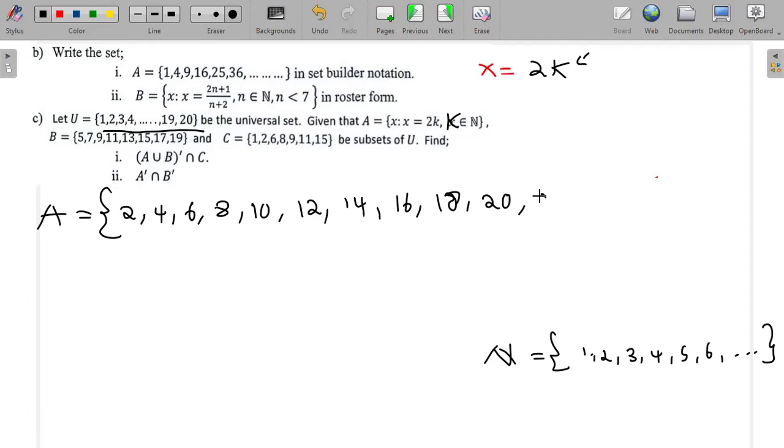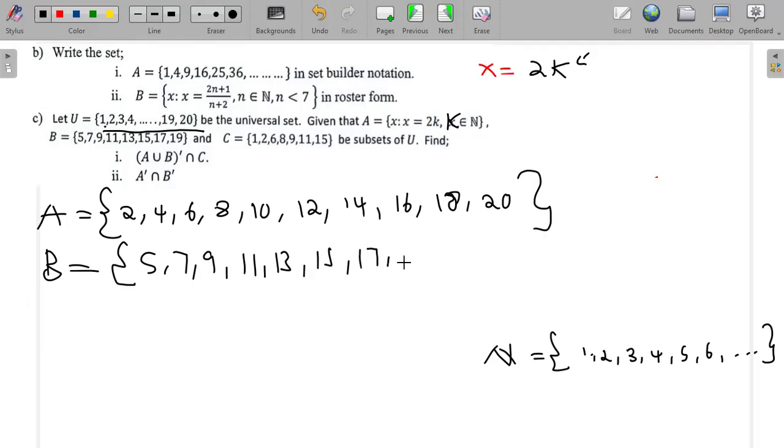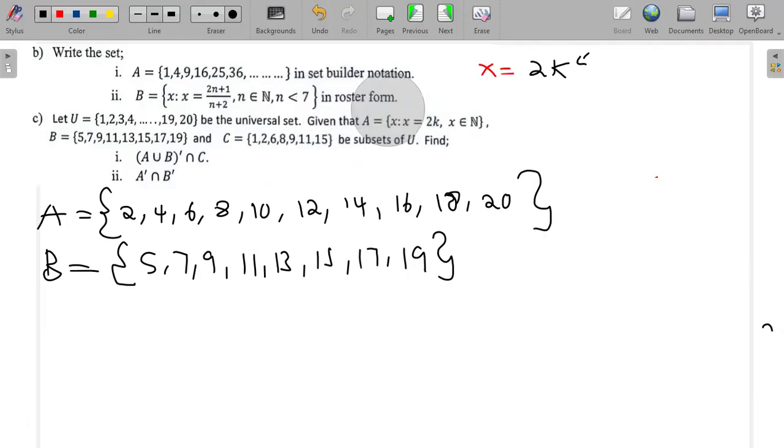When k is 11, I'm going to have 22. But the universal set just ends at 20, so we can't put the 22 there. So we end there, because the universal set starts from 1 to 20. And then set B has been given here as 5, 7, 9, 11, 13, 15, 17, 19. Set C has also been given as 1, 2, 6, 8, 9, 11, 15. This is my set C.